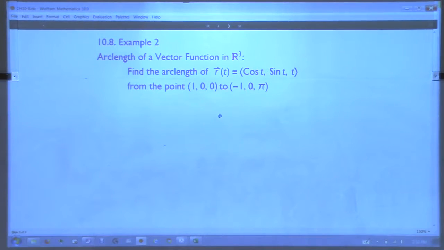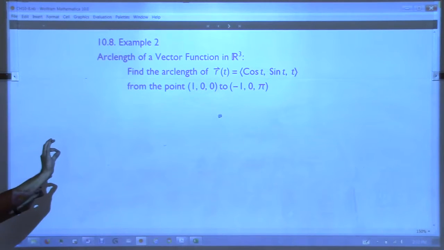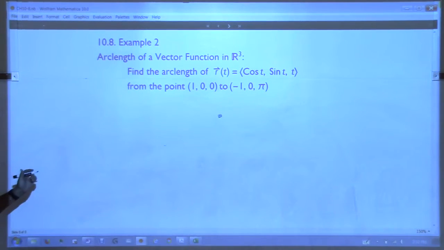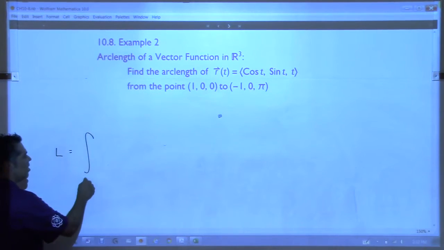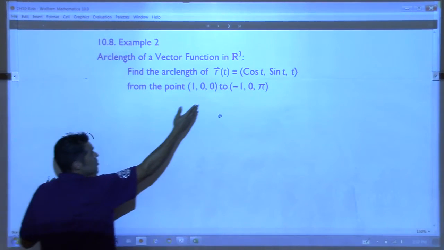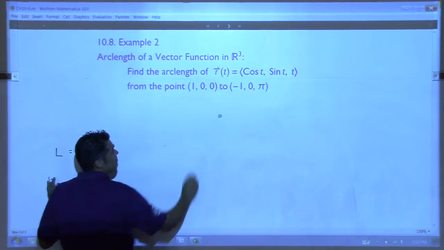We don't have a and b directly given to us. We have the 2 actual endpoints. So what we need to do in setting this up to find this length is figure out what the a and b are. So what a do you plug in? What number do you plug into that vector function to spit out this point?